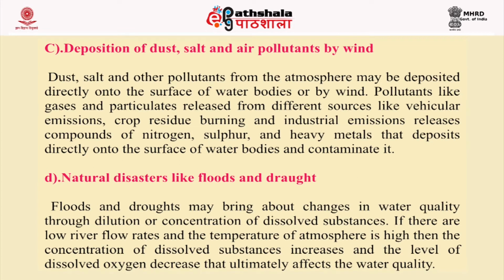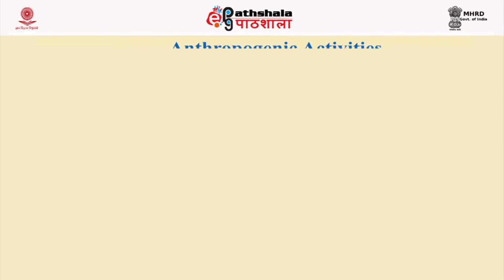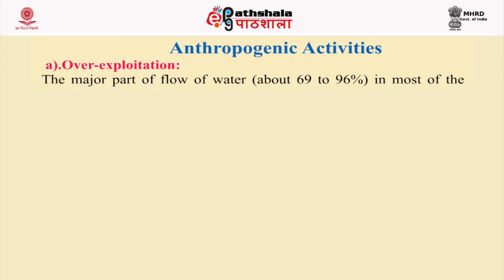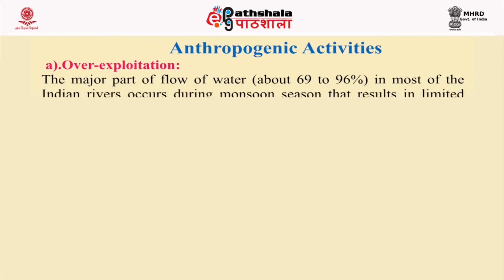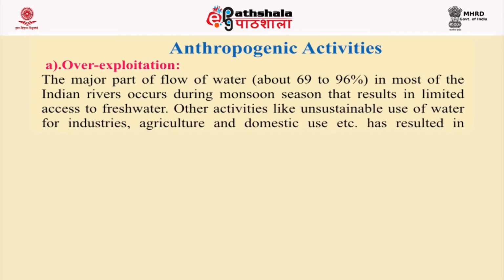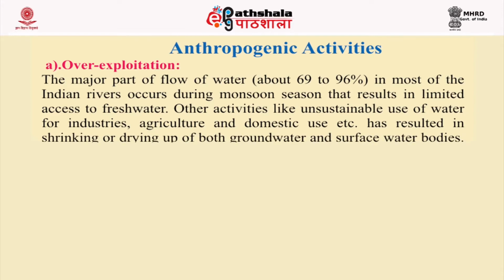Floods and drought may bring about changes in water quality through dilution or concentration of dissolved substances. Now, the different anthropogenic activities are: first one is over exploitation. The major part of flow of water, about 69 to 96% in most of the Indian rivers, occurs during monsoon season that results in limited access to fresh water.